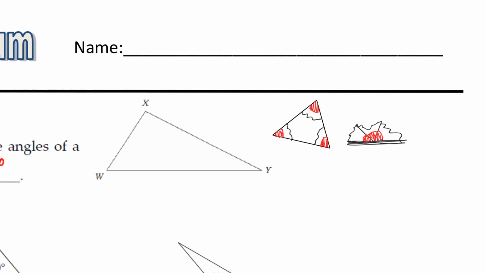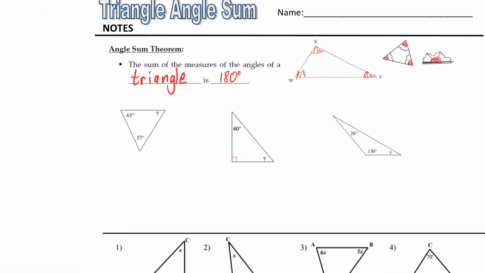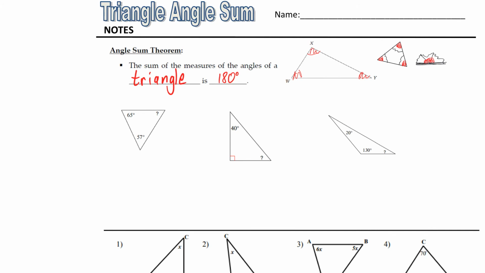So remember, in any triangle, it doesn't matter what triangle, if you rip the corners off and you lay those corners next to each other, they're always going to make a straight line for 180. Okay, so these top 3 are just like your warm-up. So find those missing angles real quick on those 3. Find the missing angles on this one, and this one real quick. Just like you did on your warm-up just now.